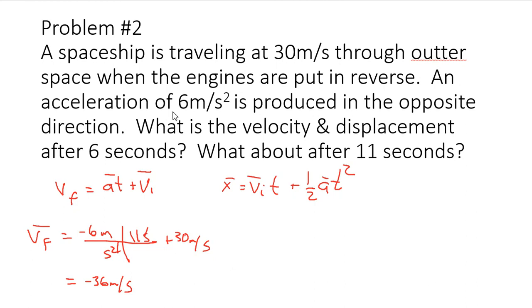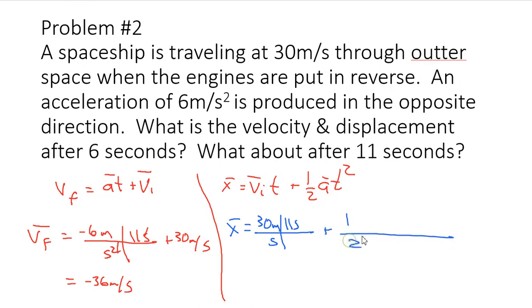And this one's going to be what? Well, we'll use another color just to make sure we don't confuse it. 30 meters per second. This time it's 11 seconds plus 1/2 times -6 meters per second squared times 11 seconds times 11 seconds.